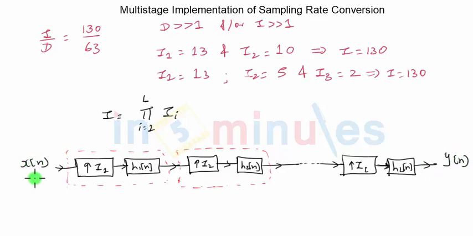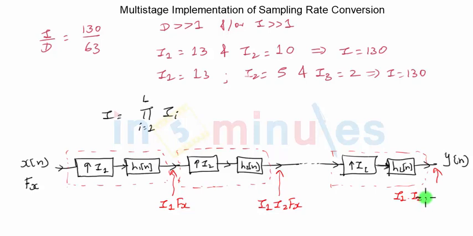So when we start with an input X of n with sampling rate, let's say fx, what do you think will be the sampling rate at the first stage? It will be nothing but I1 times fx. The sampling rate at the second stage will be I1 into I2 times fx, because I1 and I2 will multiply. And likewise, when you reach the last stage of the interpolator, the rate will be I1 into I2 into IL times fx.